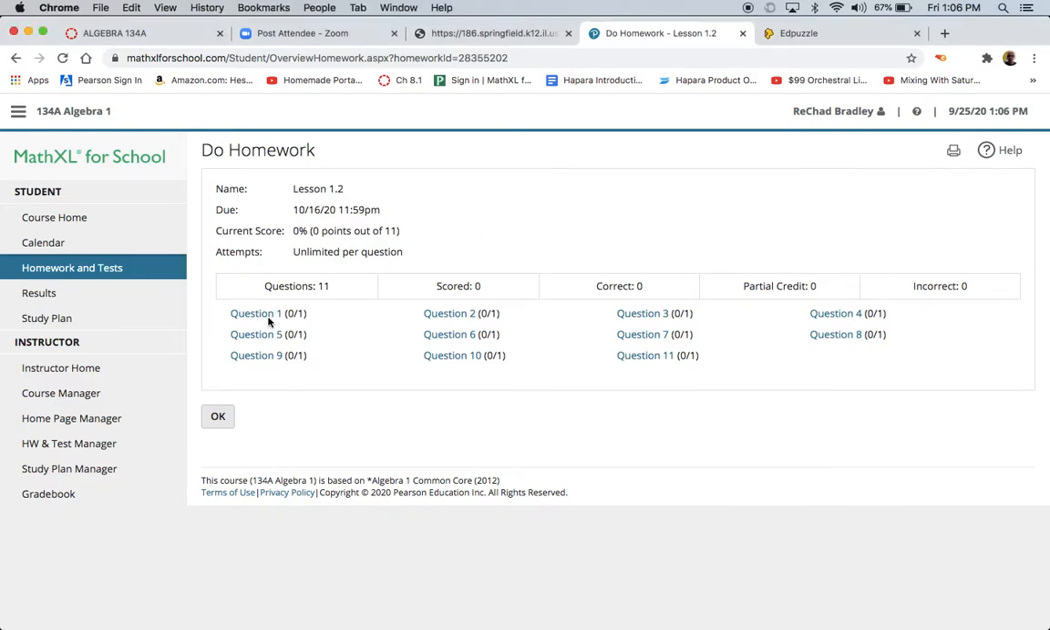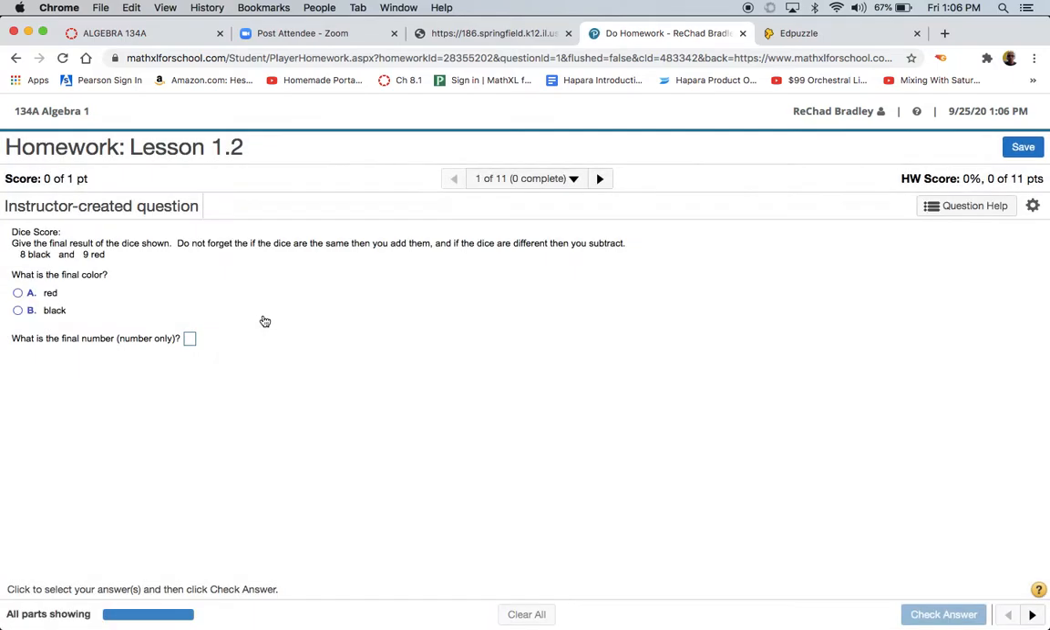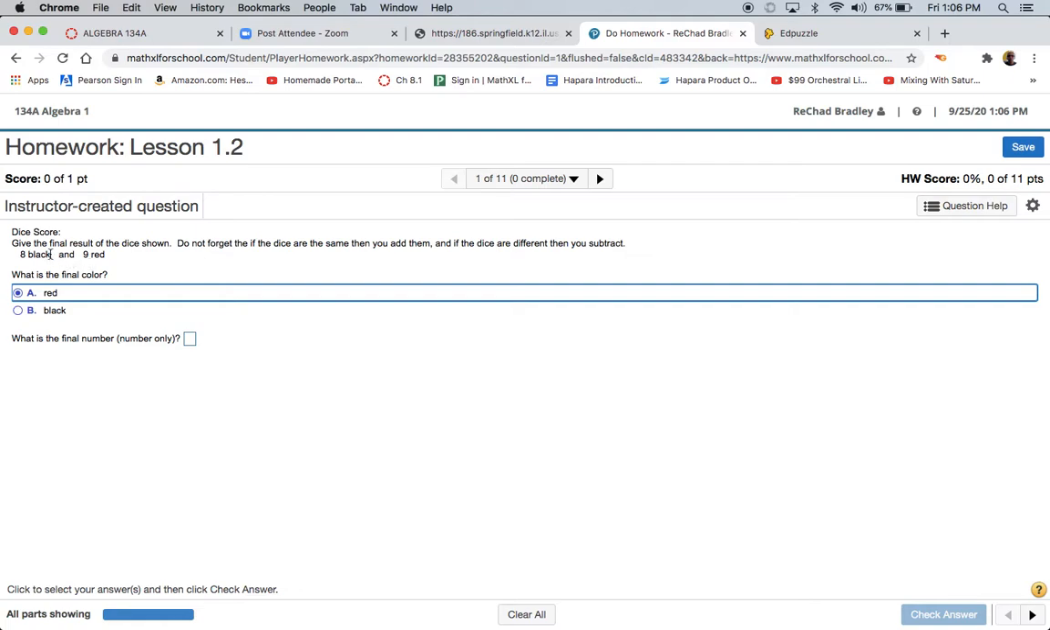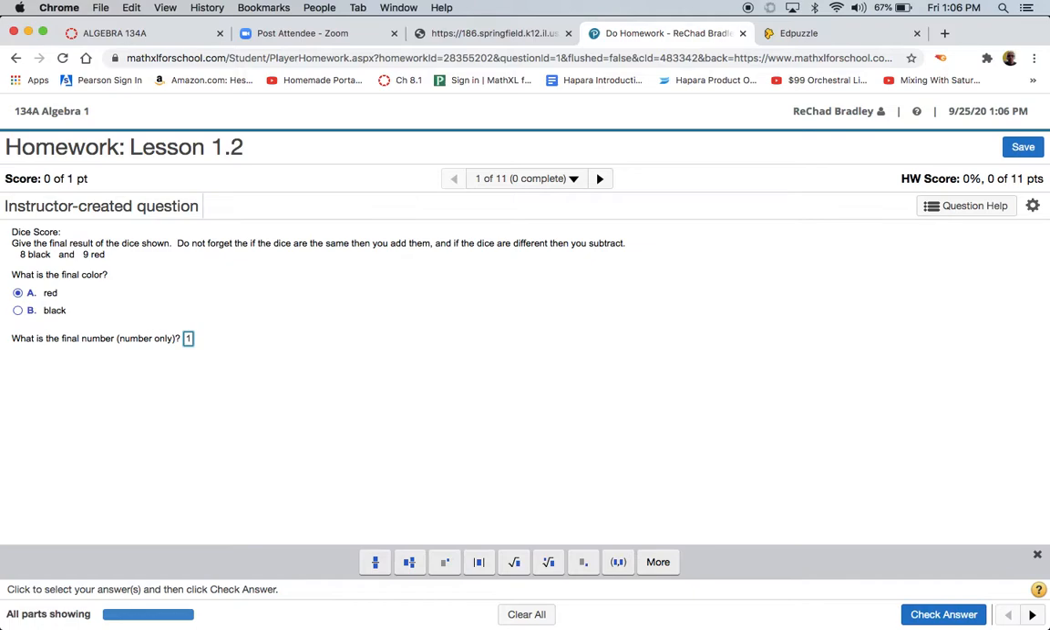Alright, this is section 1.2, so let's see what we got here. Once again, we have this thing here where these two are different. The bigger number wins, so 9 is red, which means red should win. And since this would be a competition and a fight, red would win by 1, and so that would be your number there.